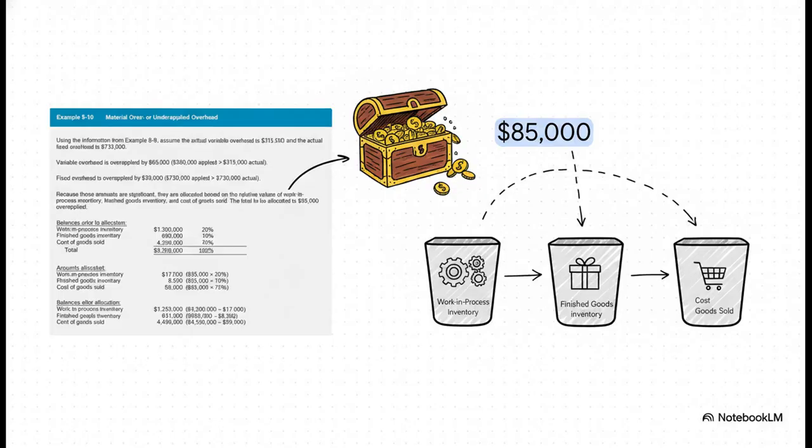So what happens when the variance is huge? Look at this, an $85,000 difference. That is way too big to just dump into one account. So instead, the company prorates it. They basically spread it out proportionally across all the places that overhead ended up. A piece of the correction goes to inventory that's still being worked on, a piece goes to finished products sitting on the shelf, and the rest goes to the products that were already sold. This gives a much more accurate financial picture in the end.